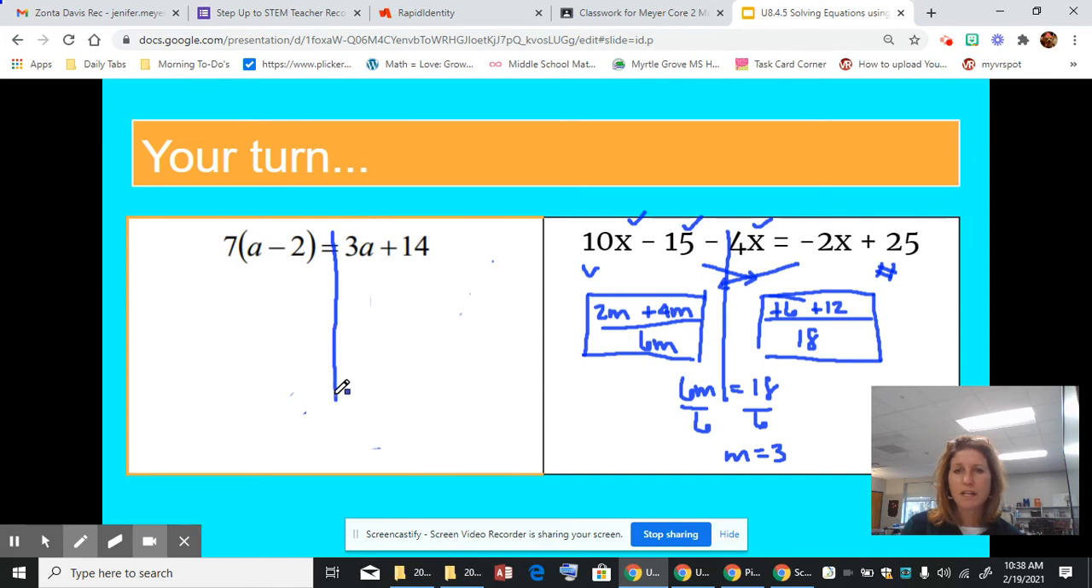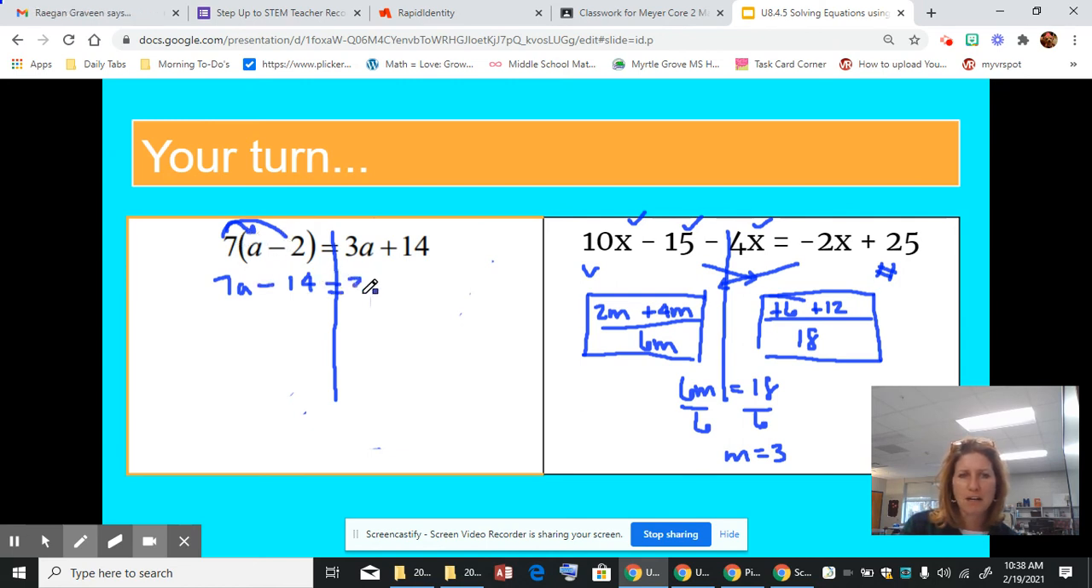And if you notice this one, the problem is I cannot do the box method until I've reduced it to get rid of those parentheses. There can't be any parentheses, so that first step has to be done without the box. So I'm going to have to first go 7 times a for 7a. 7 times 2 is 14. And remember, a positive times a negative is a negative.